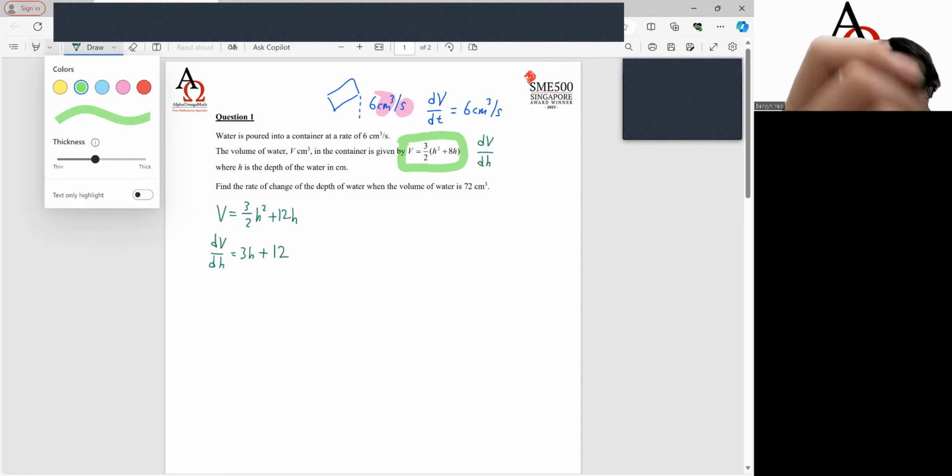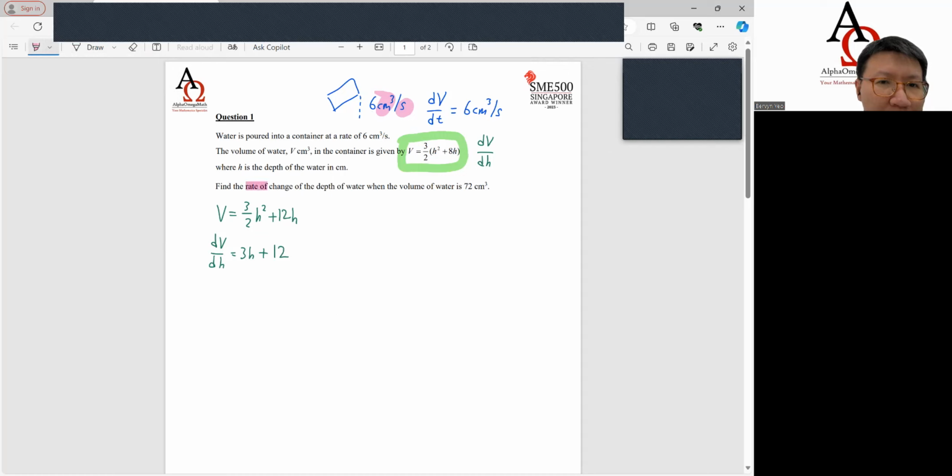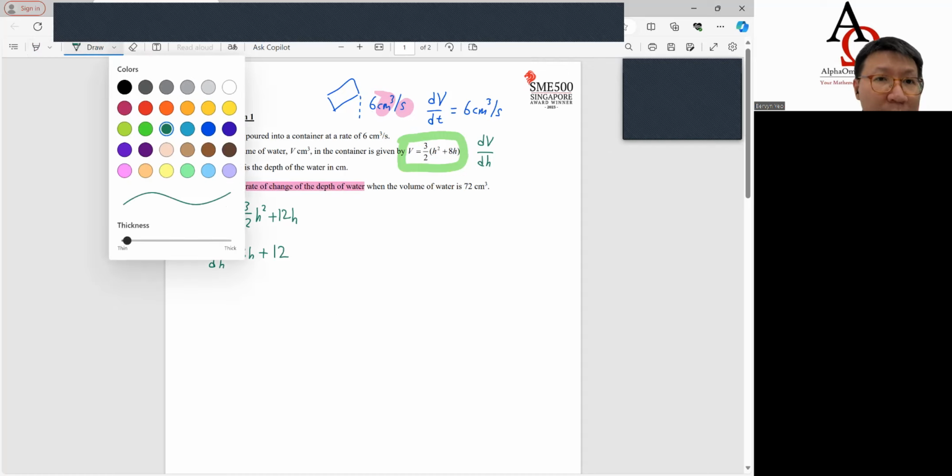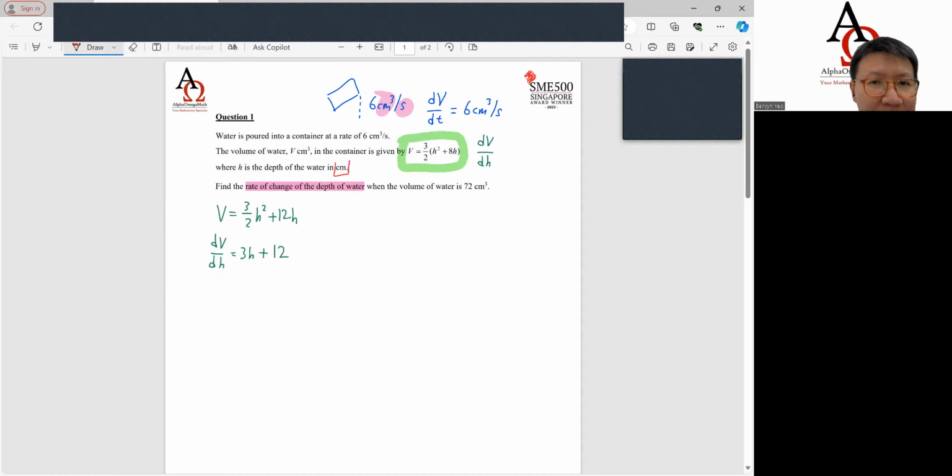The question says, find the rate of change of the depth of the water. The depth of the water is given in centimeters, and rate of change refers to time. So the question simply wants us to find what is dH over dt, given the other information in the question.